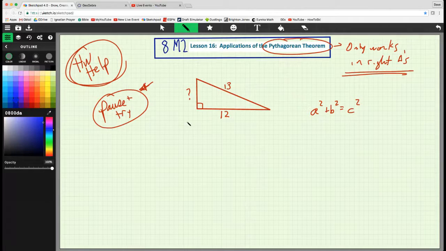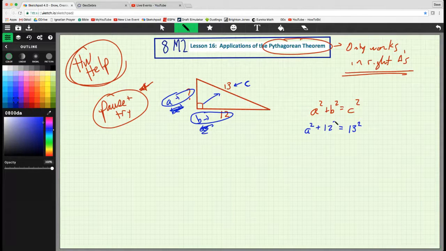So let's go here in blue. You want to call this question mark A or B? This can be A and this can be B, or this can be B and this can be A. But this is always C, because this is the side opposite the right angle. So this must be C. So we're going to write 13 squared, and let's just pretend we call this one B and this one A. So A squared, which we don't know, plus B squared equals C squared.